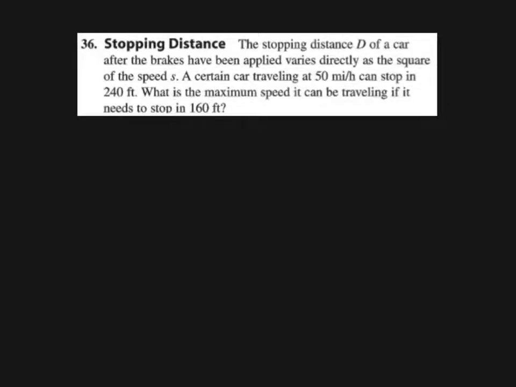And the last one we have here is stopping distance. The stopping distance, D, for a car after the brakes have been applied varies directly as the square of the speed. Okay, so let's see here. We have the stopping distance, D, so K times the square of the speed, so that's speed squared. Now, just so we're all on the same page, it would seem that the faster a car goes, the longer it takes to stop. So we should have some idea about what is a reasonable answer and what's an unreasonable answer.